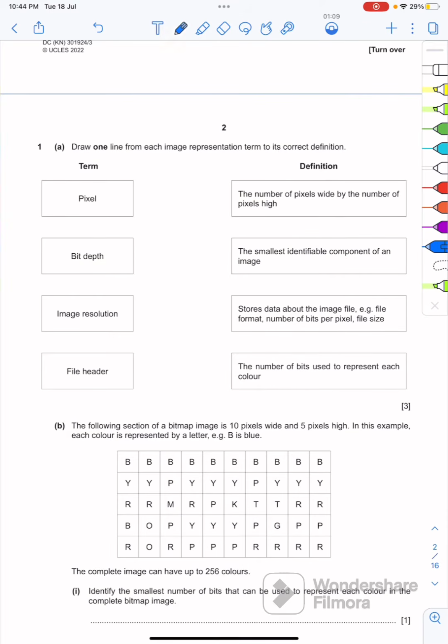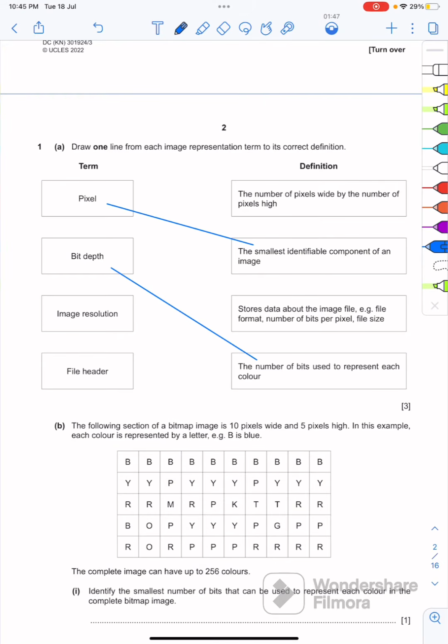Yes, so an image is essentially made up of pixels, and the smallest identifiable unit or part of it is known as a pixel. Now the next one we've got is bit depth, right? So pretty self-obvious when you look at the remaining three options, and this is a 3-mark question, so this is easy 3 marks that you can score. I mean, bit depth is not going to be the number of pixels wide by the number of pixels high. It is the number of bits used to represent each color. So bit depth is used to represent each color. Meanwhile, pixel is the smallest identifiable component of your image.